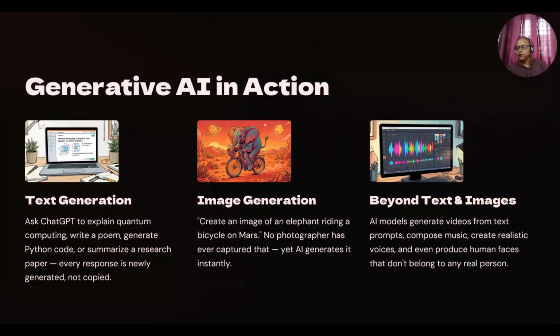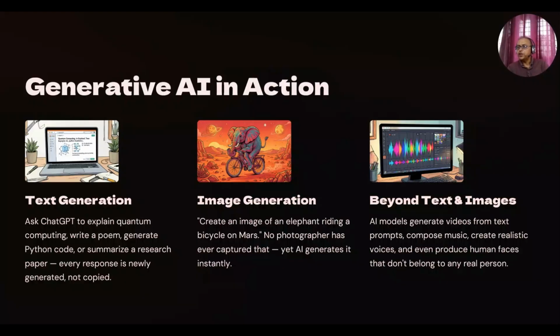Let's make this practical. Suppose you open ChatGPT. You ask, explain quantum computing like I am 10 years old. Within seconds, ChatGPT creates a brand new explanation. Ask it to write a poem. It creates one. Ask it to generate Python code. It writes it. Ask it to summarize a research paper. It generates a summary. Notice something important. Every response is newly generated. It isn't copying one fixed answer.